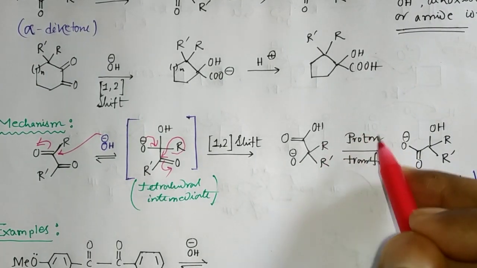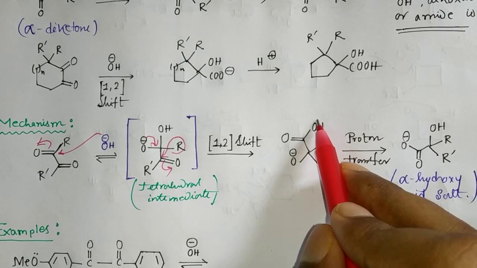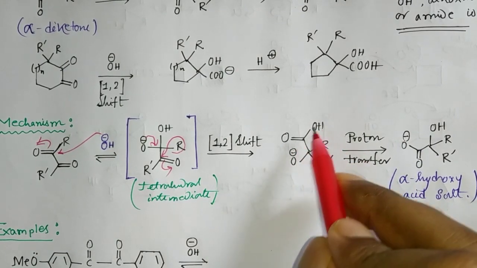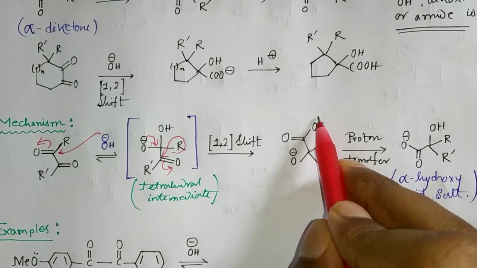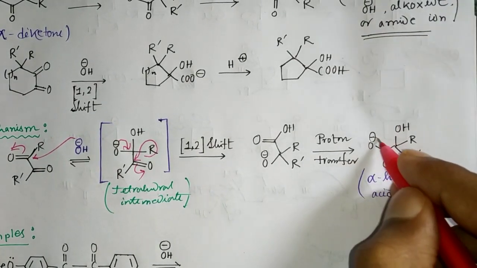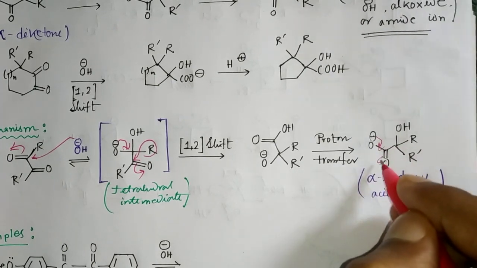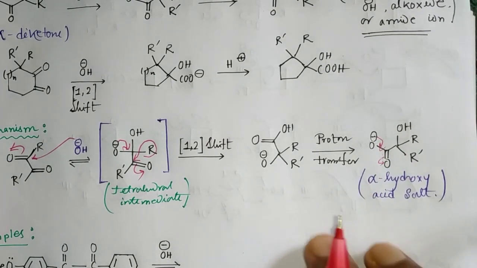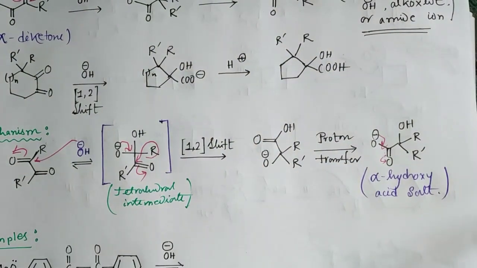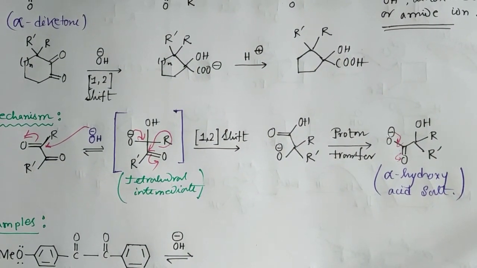Now why does this proton transfer take place? If the O minus directly takes the proton from here, you get a negative charge over here, and this negative charge is stabilized because of conjugation like this. This is your alpha hydroxy acid salt. So this is your overall mechanism for the benzilic acid rearrangement.